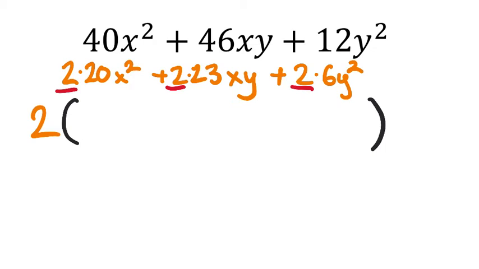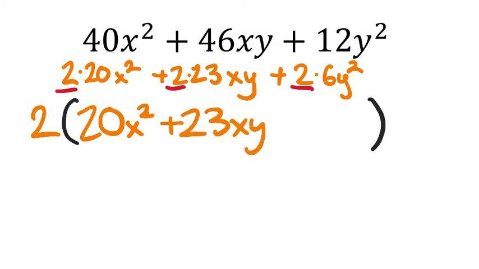So what do we have left? Well, you've got the 20x squared, the first term. Then you've got the positive 23xy, second term. And then you've got the 6y squared as our third term. Now, I'm going to continue. Even though we've got this y squared, I don't really care that it's there. Whether the y and y squared are there doesn't matter.